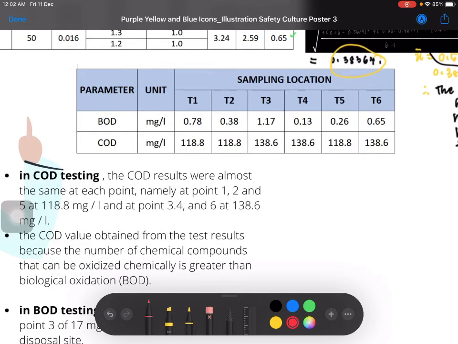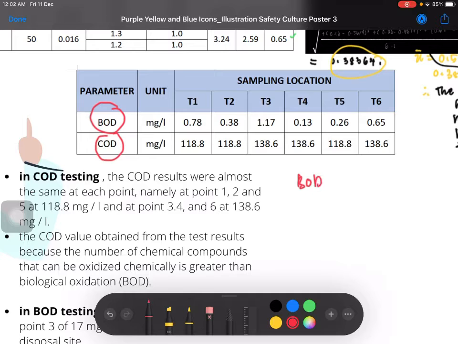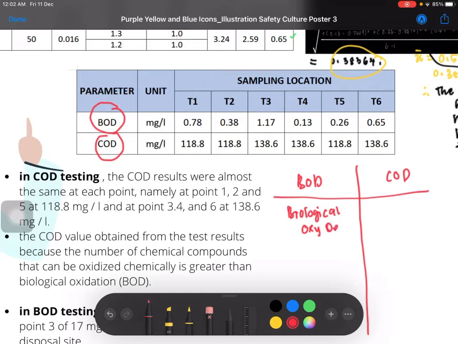As you can see here, in Table 3 the parameters we use are BOD and COD. As we know, BOD is biological oxygen demand, while COD is chemical oxygen demand.